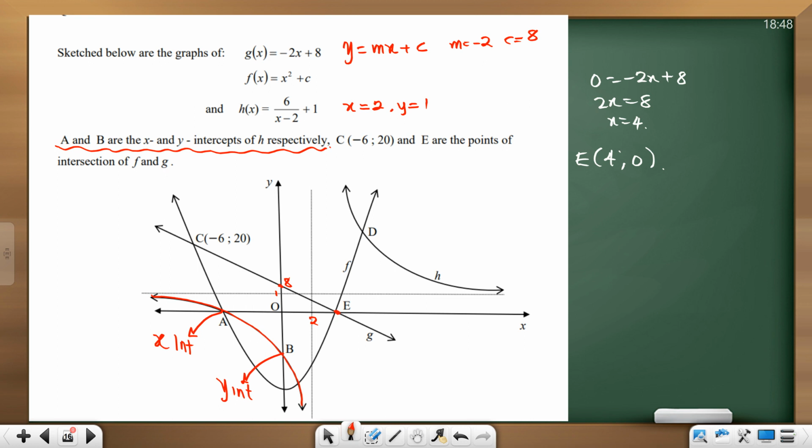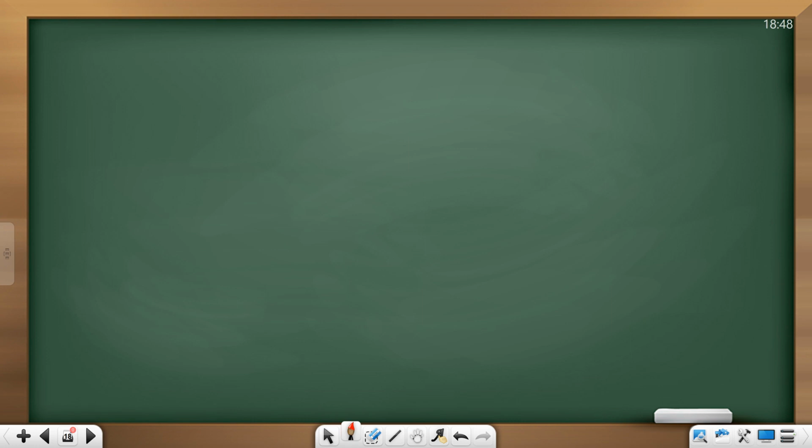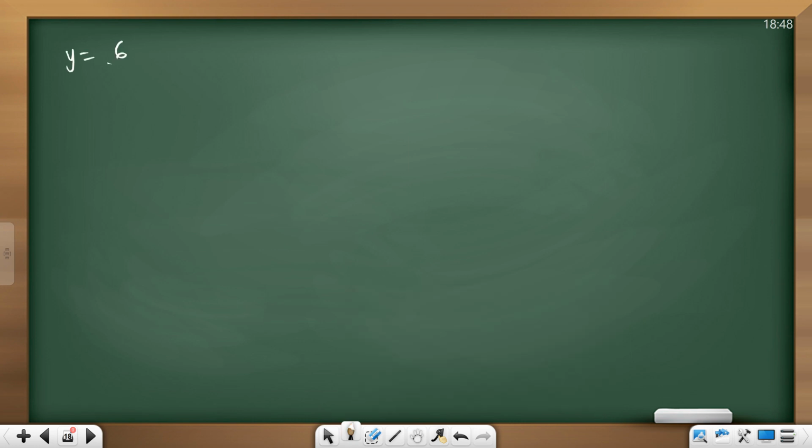Biggie is analyzing answers here. Right, h of x is 6 over x minus 2 plus 1. So we are saying y is 6 over x minus 2 plus 1.